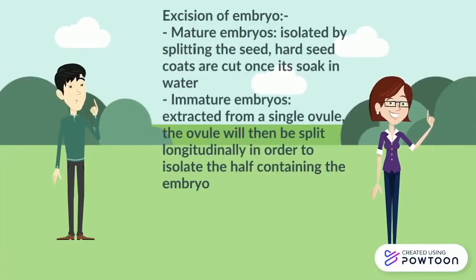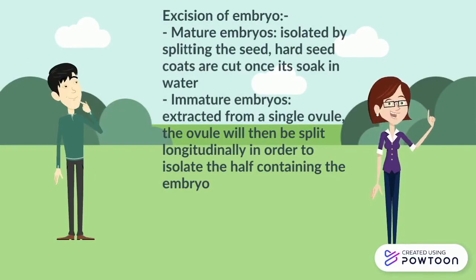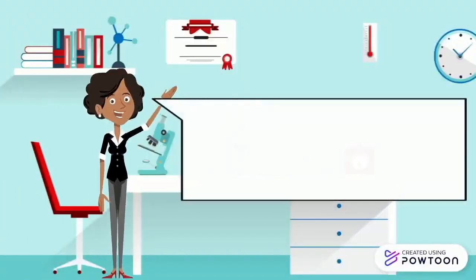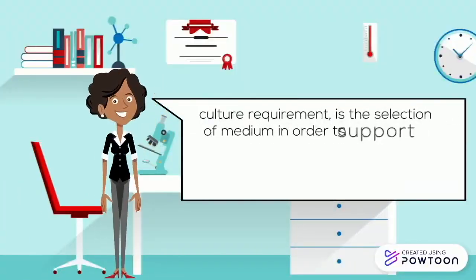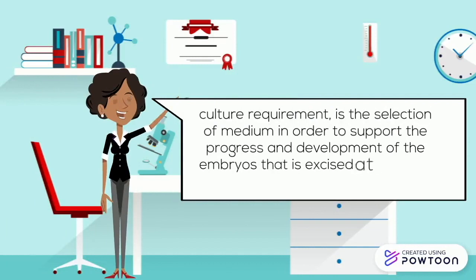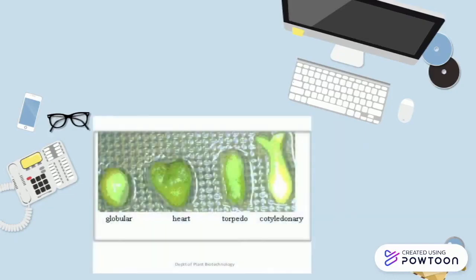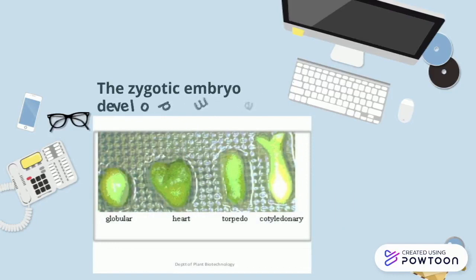Excision of embryo depends on whether the embryos are mature or immature. Culture requirement is the selection of medium in order to support the progress and development of the embryos that are excised in different stages. The zygotic embryo development is as follows: first, globular, heart, torpedo, and then cotyledonary.